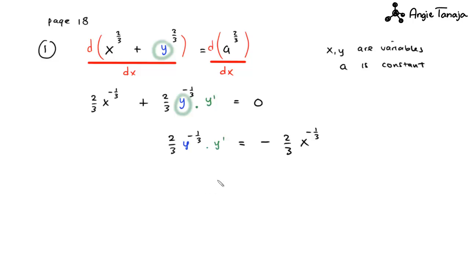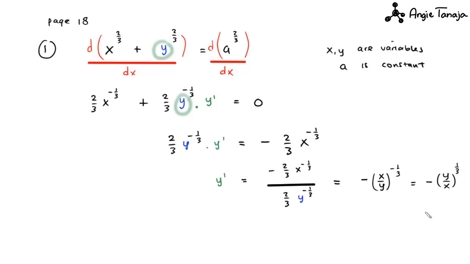So for the answer, we're looking for y prime, right? Just simply move the negative 2/3 x to the negative 1/3 over by 2/3 y to the negative 1/3. So then it simply becomes negative x to the negative 1/3 over y to the negative 1/3, or you can also say negative y to the 1/3 over x to the 1/3, or I can rewrite it as negative cube root of y over x.